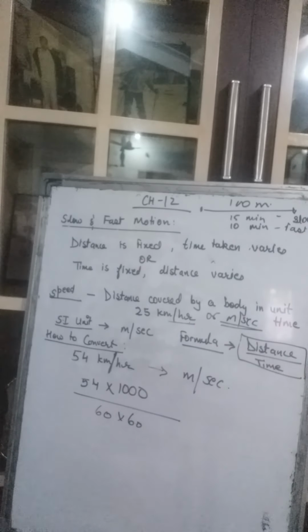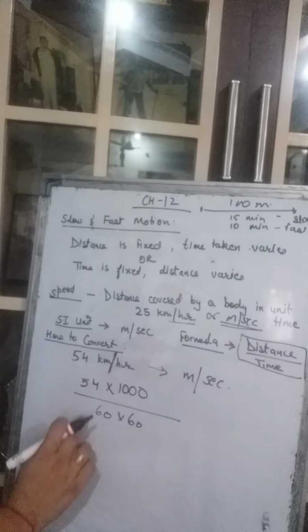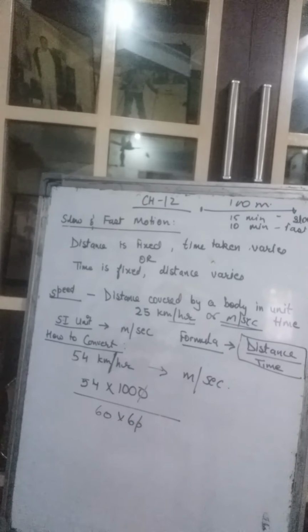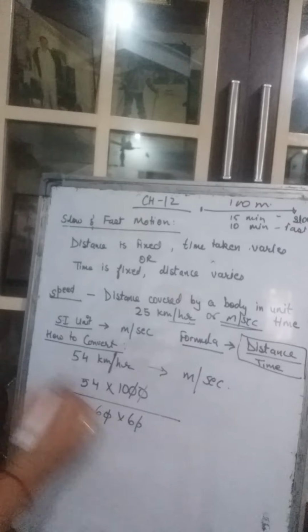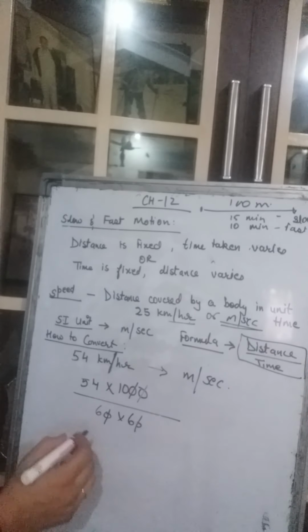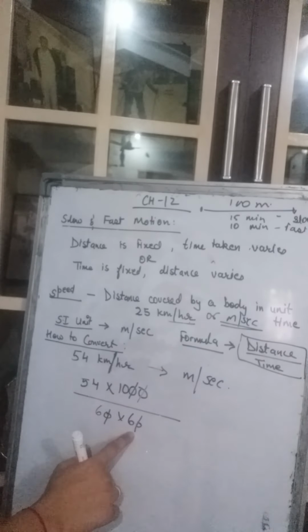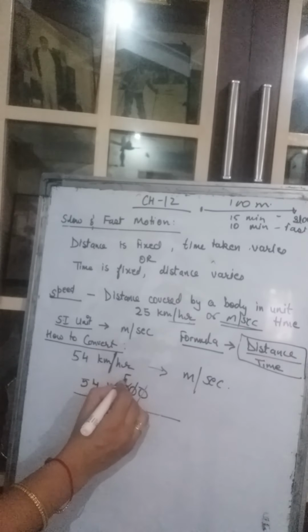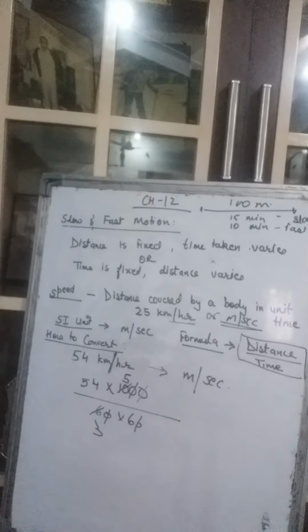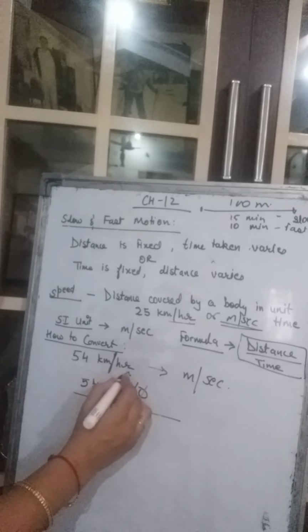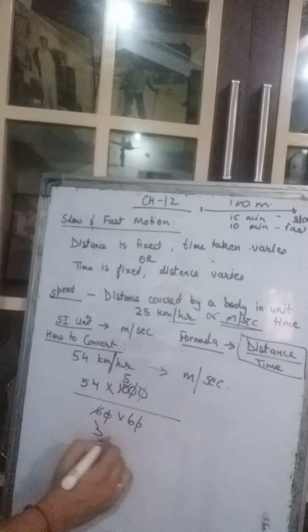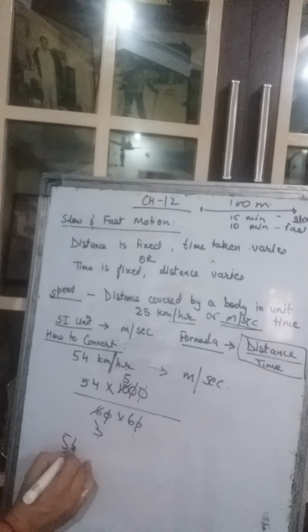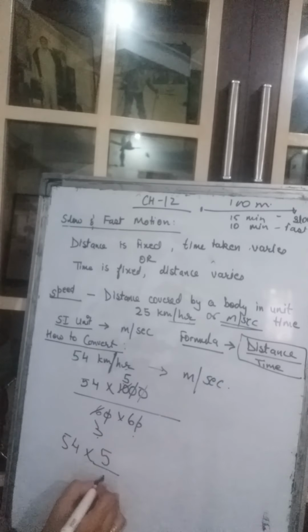Right? So let's first calculate this. This 0 will go with this 0, 1 0 will go with this 0. So what is left here? 10 and 6 and 6. You can further divide by 5. 2 5s are 10 and 2 3s are 6. So here this unit becomes 5 upon 18. So 54 into 5 upon 18.